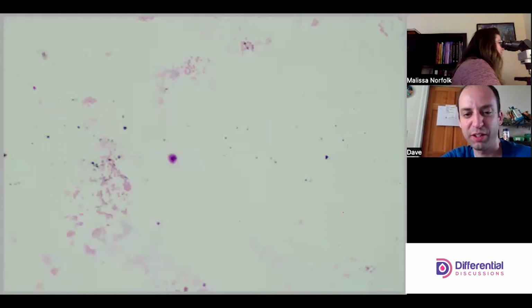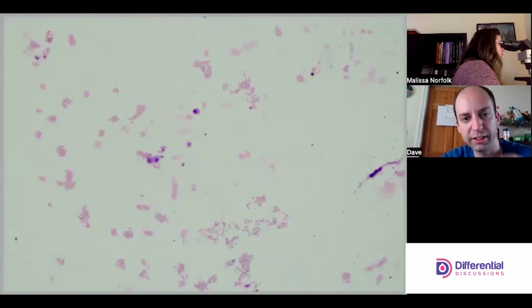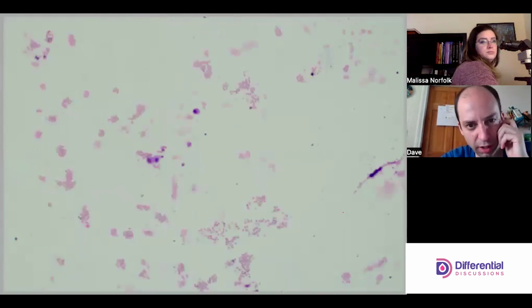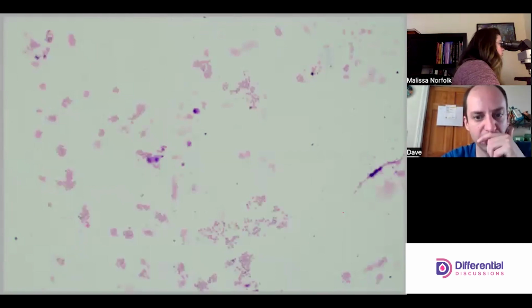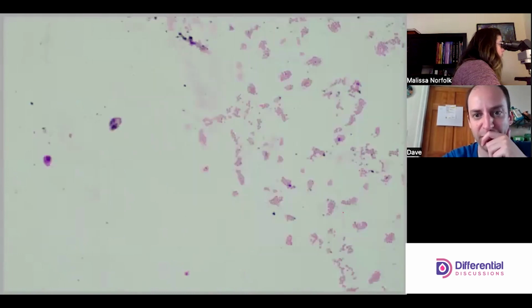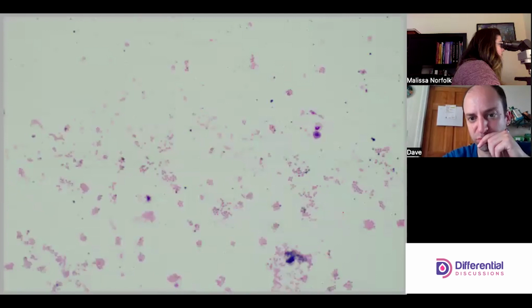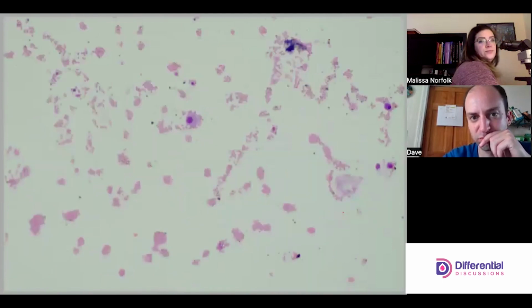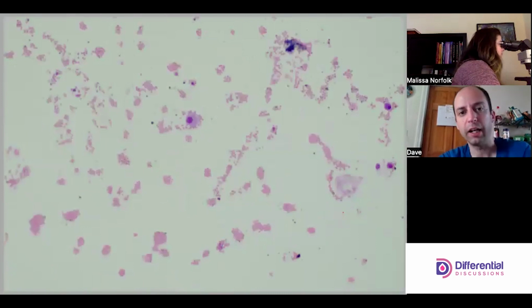CSF is a very critical body fluid. We're up on our low power and looking around. I see some red cells and a couple of larger nucleated cells, a fair amount of red cells though. Look at that big guy. That is huge. That is not expected.